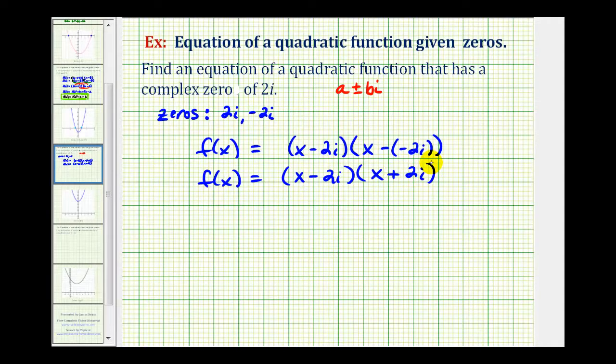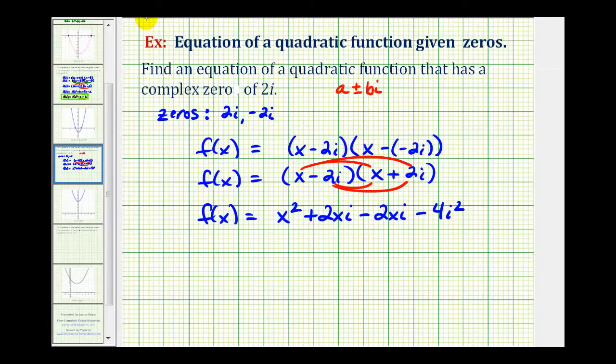And again, it's important to notice that when the zero was positive 2i, the factor was x minus 2i, and when the zero was negative 2i, the factor was x plus 2i. Now we'll go ahead and find this product. Remember, there will be four products: 1, 2, 3, and 4. So we'll have f of x equals x squared, and then we'll have plus 2xi minus 2xi, and then minus 4i squared.